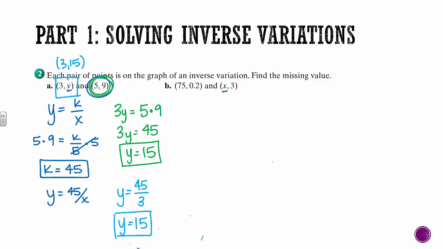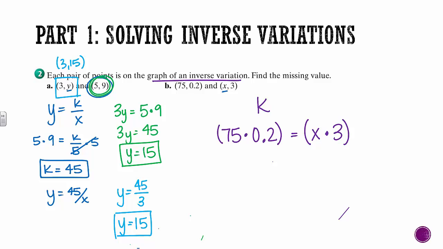So let's try the next one that way. Remember, because we said that these are inverse variation graphs, we know that the k has to be the same. So if I multiply the first x and the first y together, it should equal my second x times my second y, because they're both going to equal this k. And then you solve. 75 times 0.2 is 15. And 3 times x we can just write as 3x. And if we divide both sides by 3, we get that x is 5.